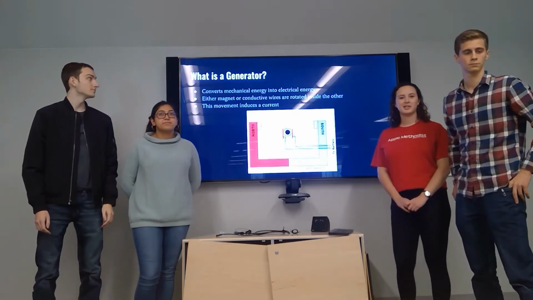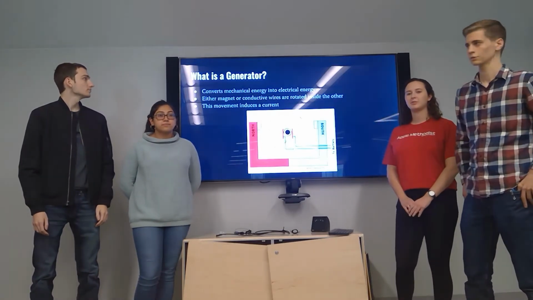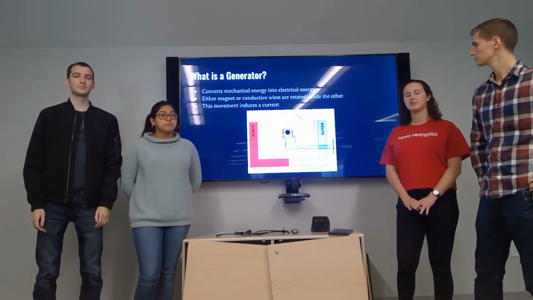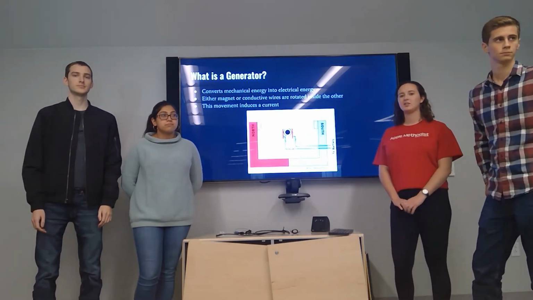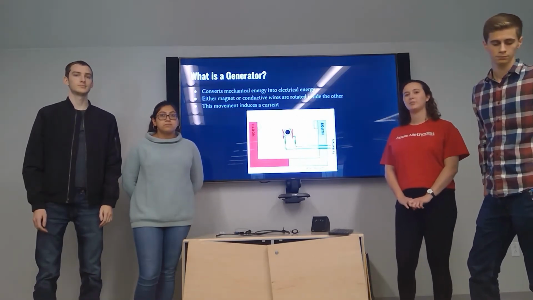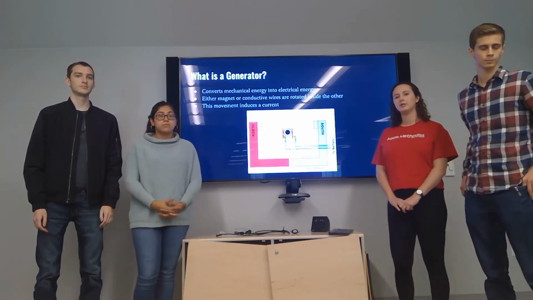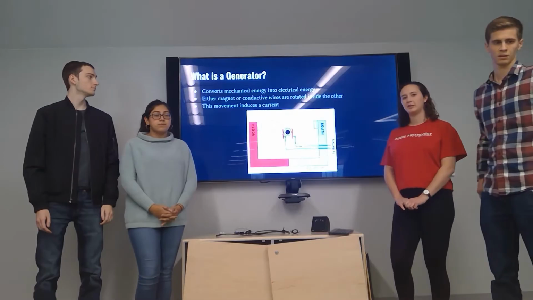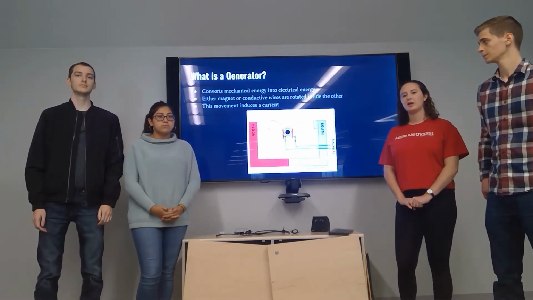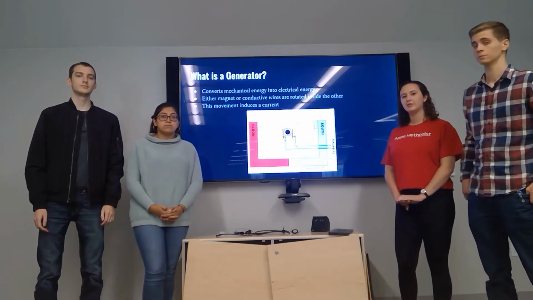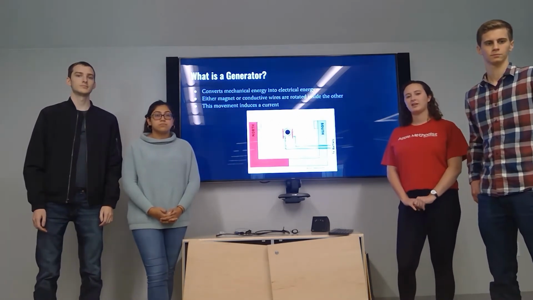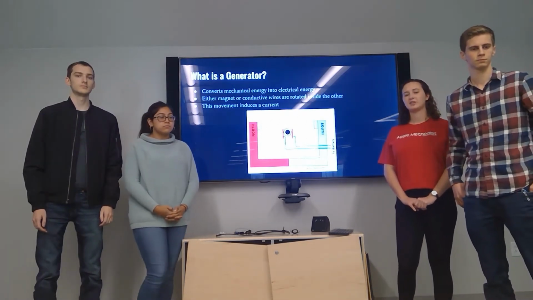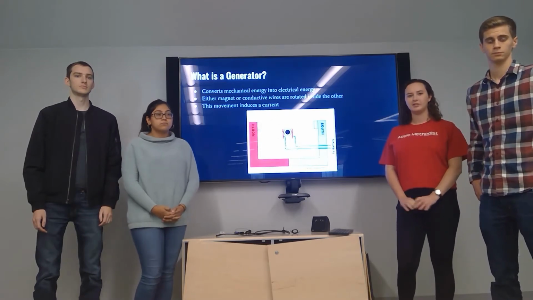So the first thing we're going to be talking about is generators. Generators work by converting mechanical energy into electrical energy. This happens by either rotating a magnet inside of a conductive coil or rotating a conductive coil inside a magnet. If we rotate a magnet inside the conductive coil, that produces an electric field, which then induces a current, which is used to power whatever you need to power.